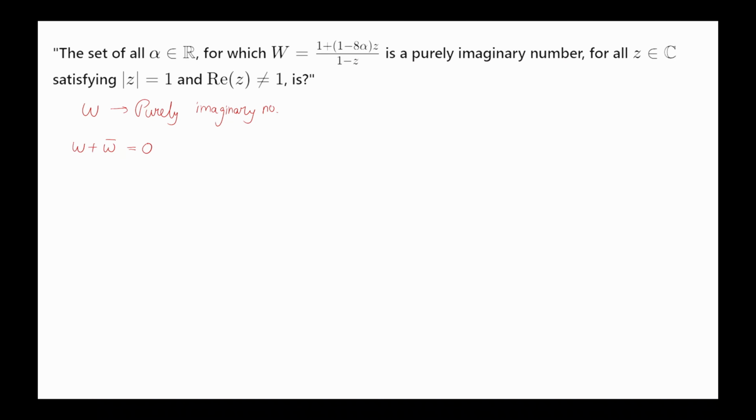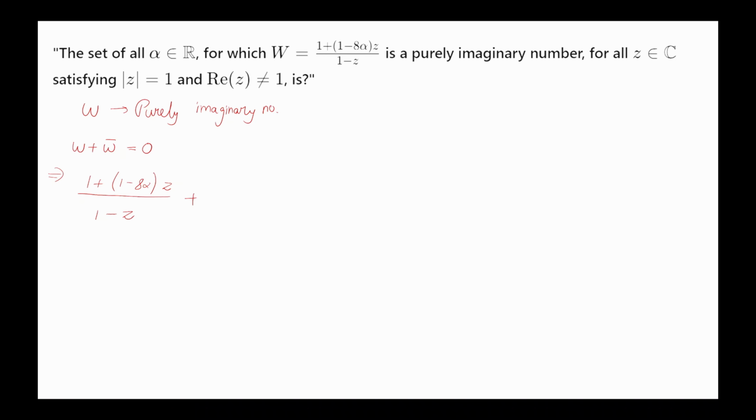So now let me use this function with the w that has been given to me. I can write it as 1 plus 1 minus 8 alpha into z, and below I have 1 minus z. What would its conjugate become?